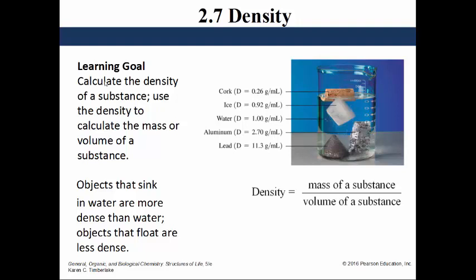The way you calculate density is the substance mass divided by the volume that it's in. So for example, the density for cork is 0.26 grams per milliliter. That is less than what it is for water. Water is always going to be 1 gram per milliliter. So the cork and the ice are less than that. That's why they float in water. The aluminum and the lead, their densities are higher than that 1 gram per milliliter, so they will sink.